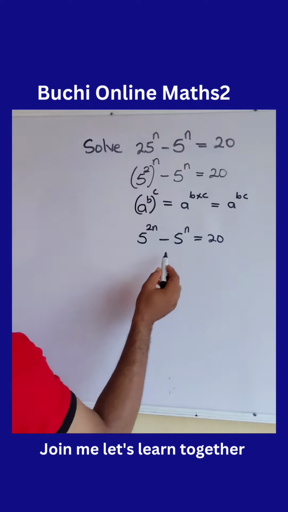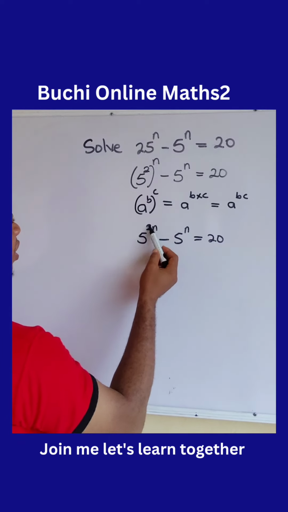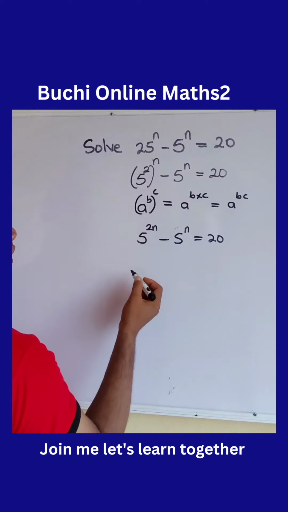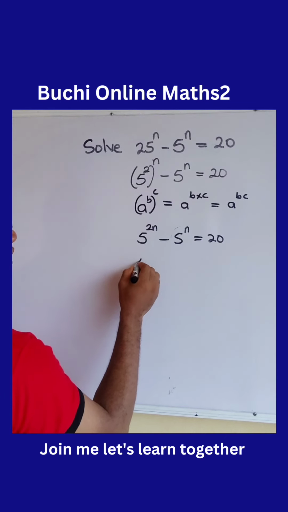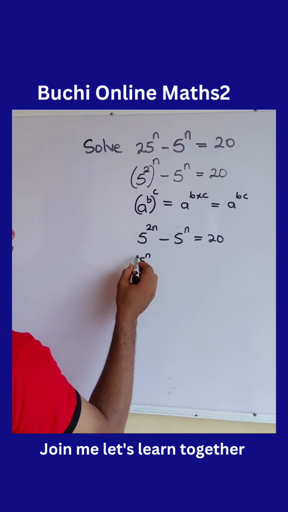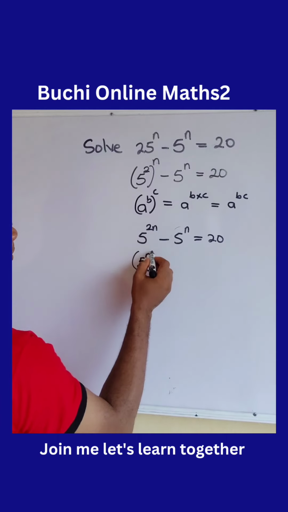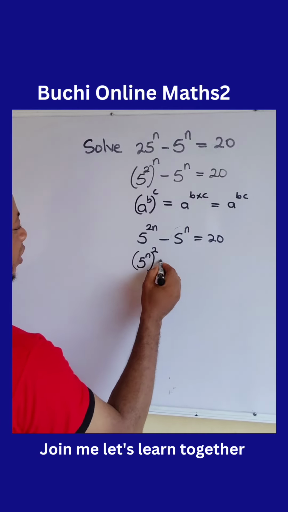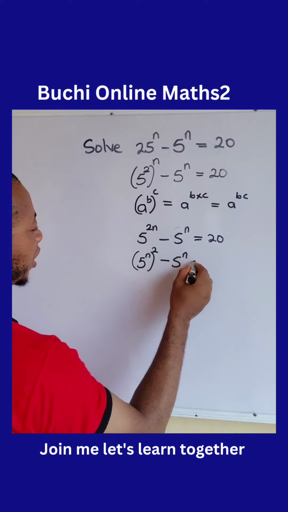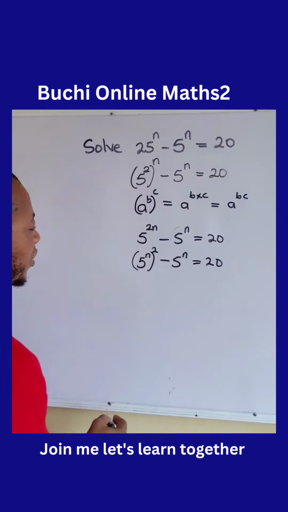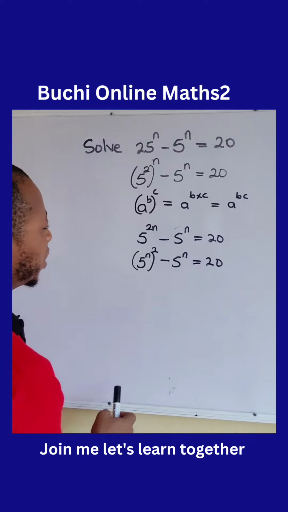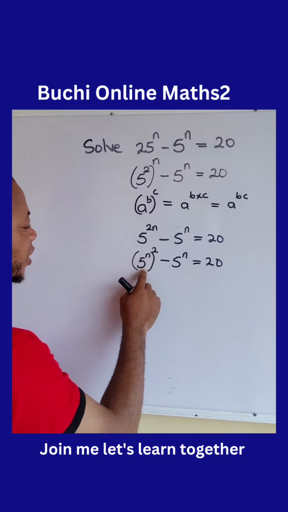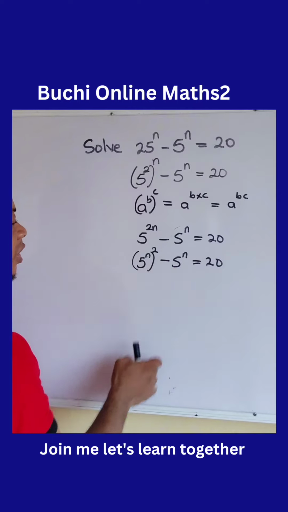Now our target will be to rearrange this so that we can get 5 raised to power n from here. So we can simply write this as 5 raised to power n, all of them raised to power 2, because n will multiply 2 to give us 2n, minus 5 raised to power n equals 20. Now we have a situation whereby 5 raised to power n is in the bracket here. We also have it here.